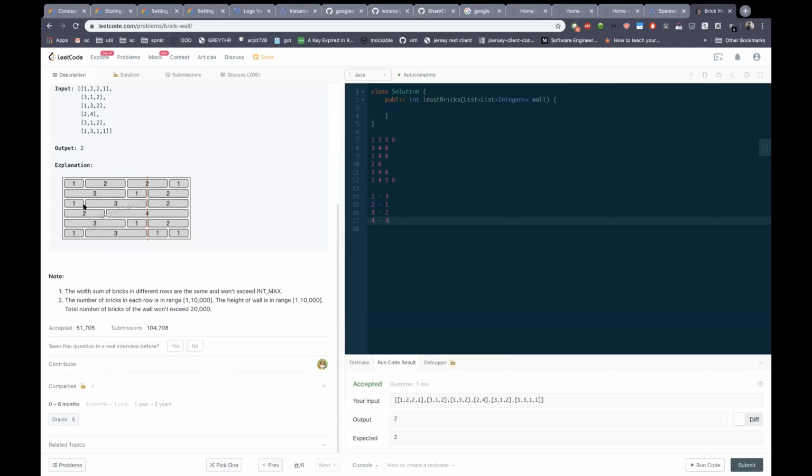Just see, you draw it right. 3. Okay, I'll make it 3. Then 4 also should be 3, I think. No, for 4 there are 4 endings. Yes, 3 plus 1 is 4. Then again 1 plus 3 is 4. And 3 again, 3 plus 1 is 4. Then for gap 5 there are 2.